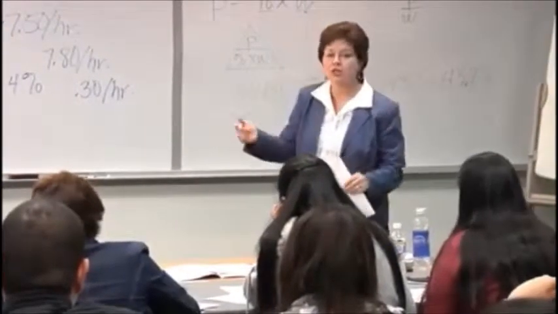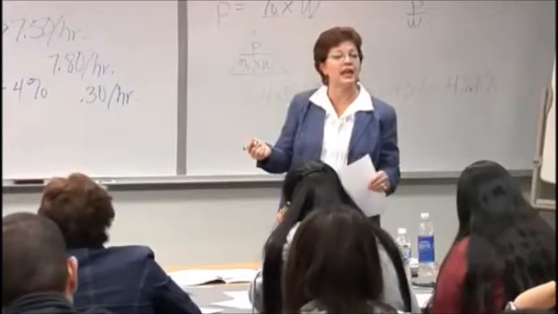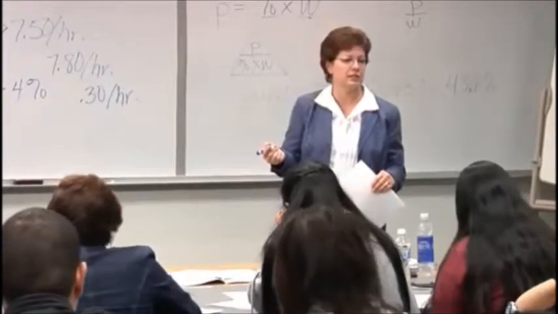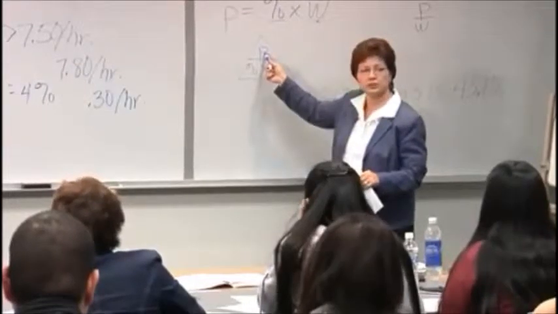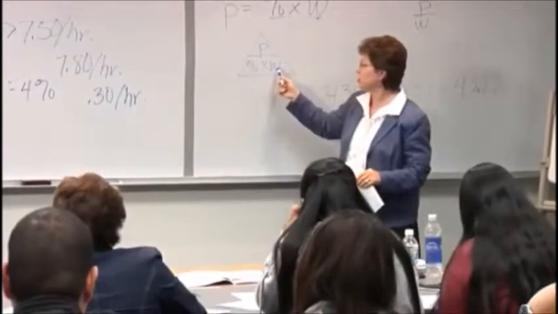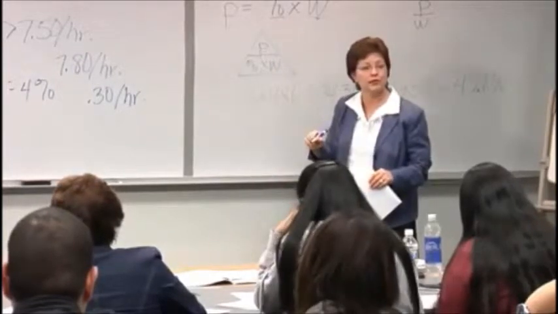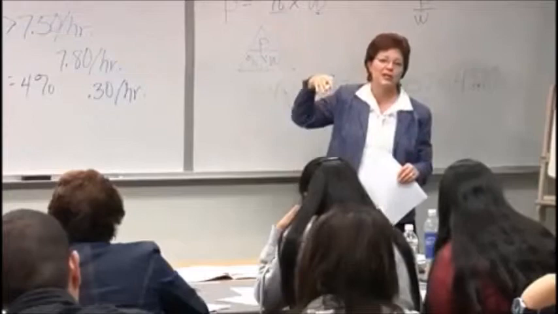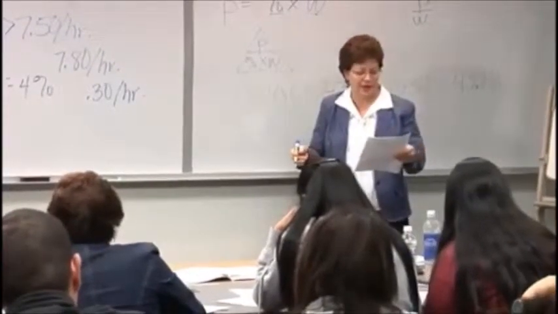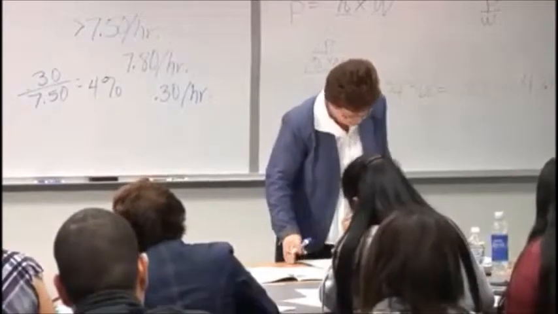So if you don't know the amount of the increase, you're going to have to subtract to find it. The amount of the increase makes your part. Your original amount is your whole. And then you can divide those in order to find the percent of increase. If it went up, it's an increase. If it went down, it's a decrease. Okay? So let's try number 7 on your handout.